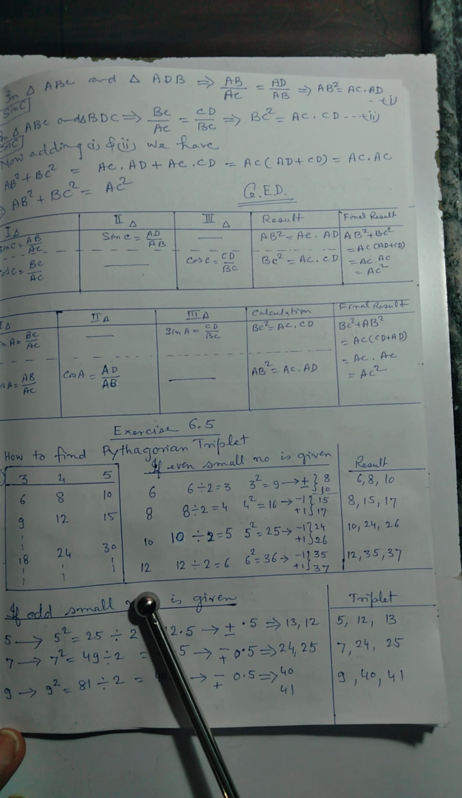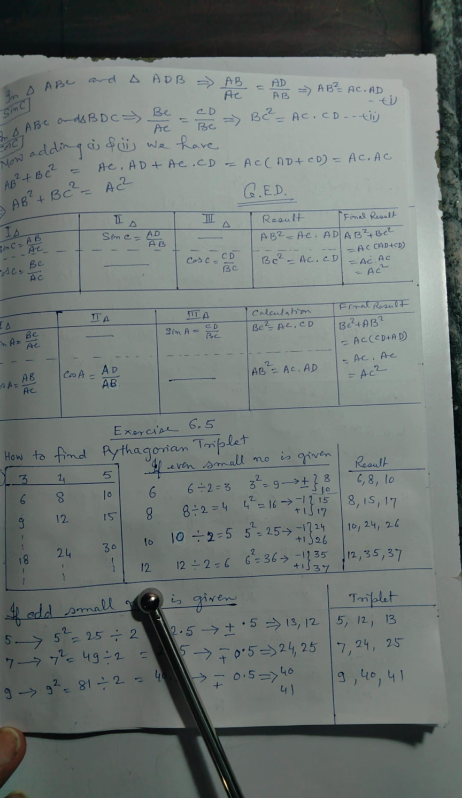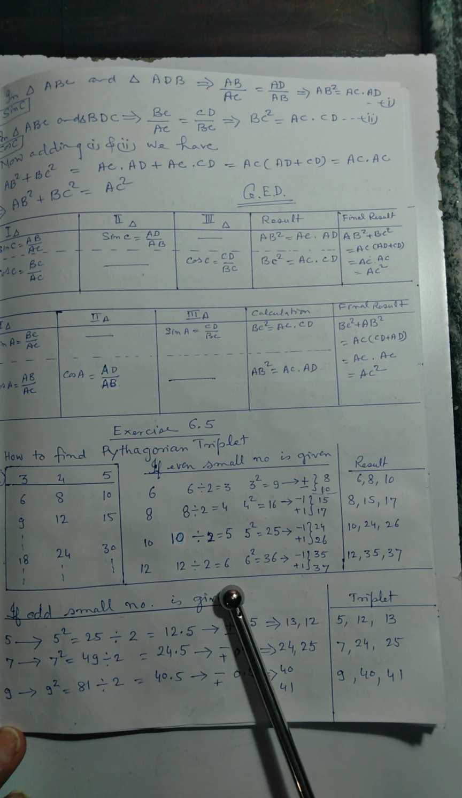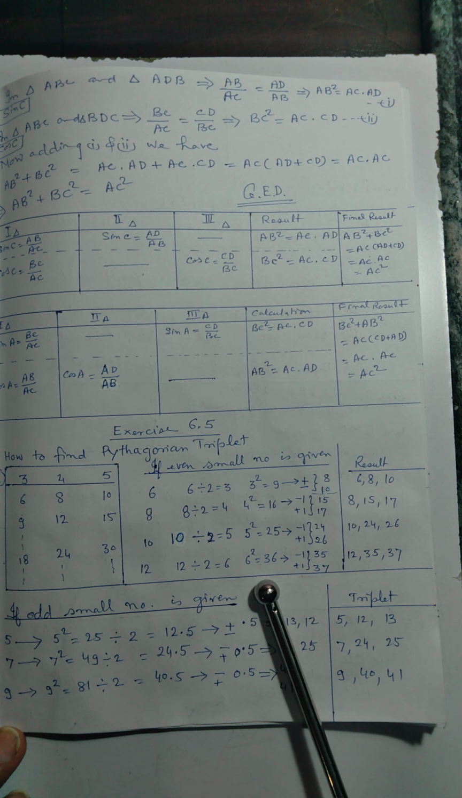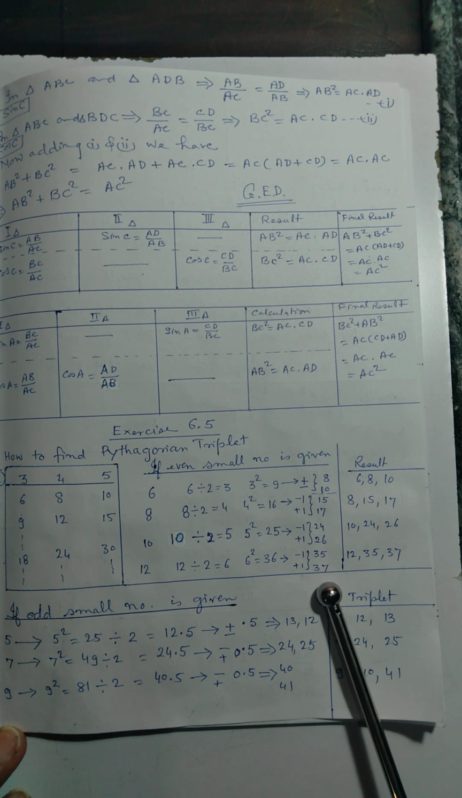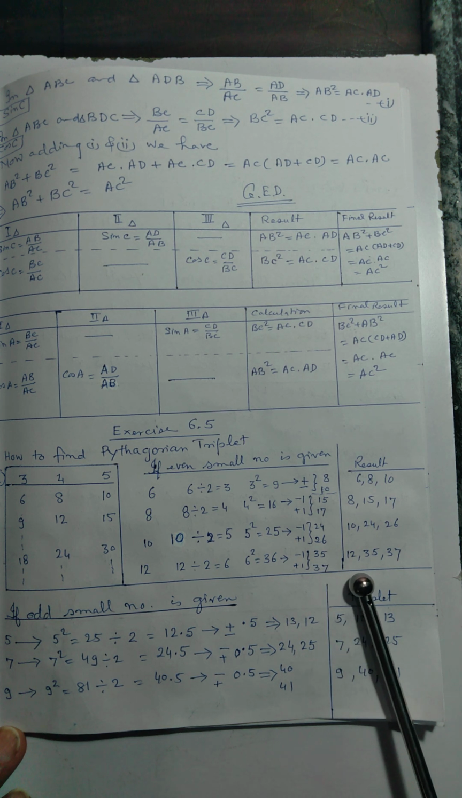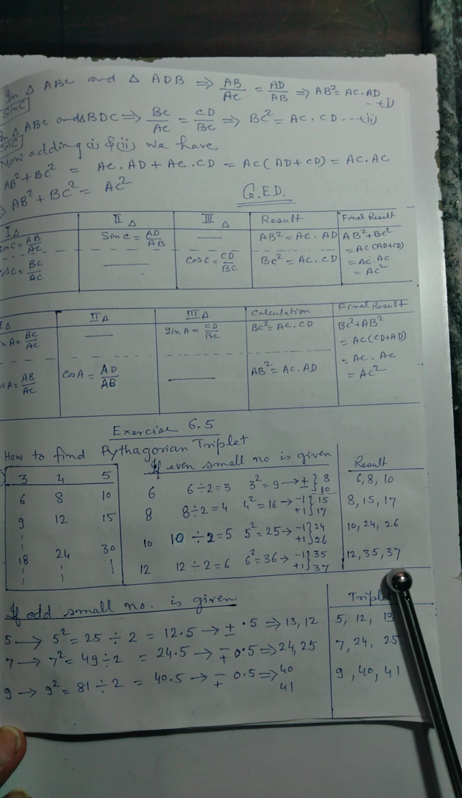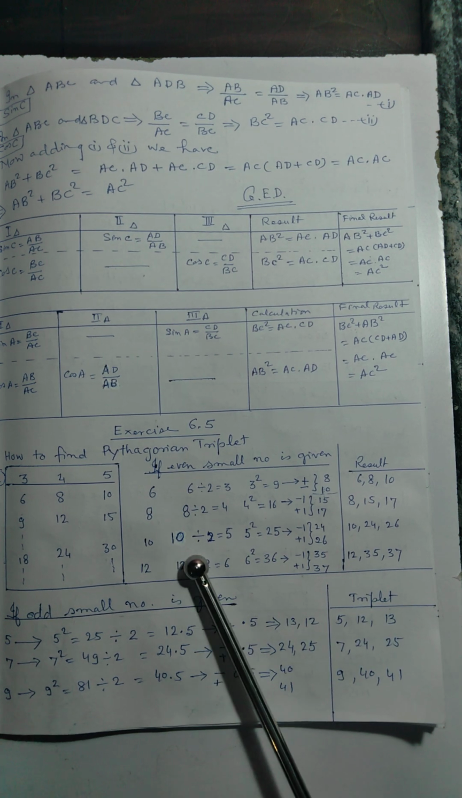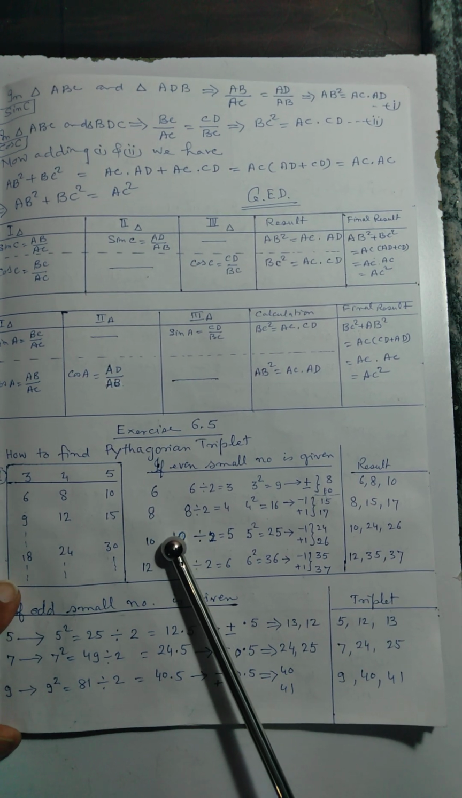Now proceed, let the number be 12. So 12 divided by 2, you will get 6. Take the square of 6, that is 36. Now subtract 1, add 1. You will get 35 and 37. So 12, 35 and 37. This is your other set of Pythagorean triplet. Now this was the case with the even number.